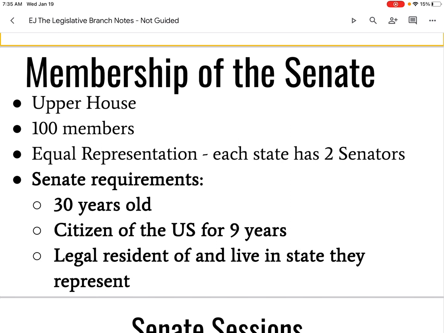Let's say you want to be a senator. What do you need to do to be a senator? You got to be 30 years old. You need to be a citizen of the U.S. for 9 years. You need to be a legal resident and live in the state that they represent. That makes sense. It would make no sense for me to go represent the people of Wyoming. I don't know what the people of Wyoming need. So you got to be a legal resident and live in the state that they represent.